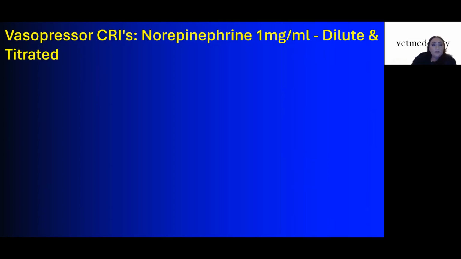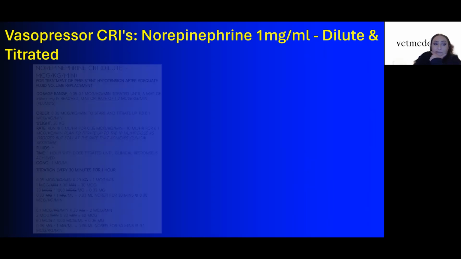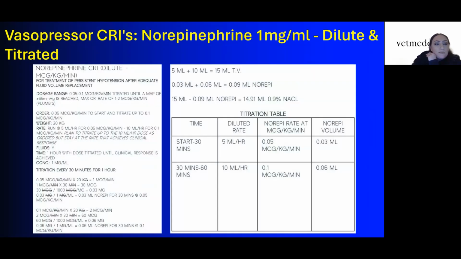Norepinephrine, 1 mg per mil, dilute and titrated. All right. So for treatment of persistent hypotension after adequate fluid volume replacement, this is the dosage for that. 0.05 to 0.1 mic per kg per minute, titrated until a MAP or mean arterial pressure of greater than 65 millimeters mercury is reached, with a max CRI rate of 1 to 2 mics per kg per minute per Plumbs. And the order is 0.05 mics per kg per minute to start and titrate up to 0.1 mics per kg per minute.